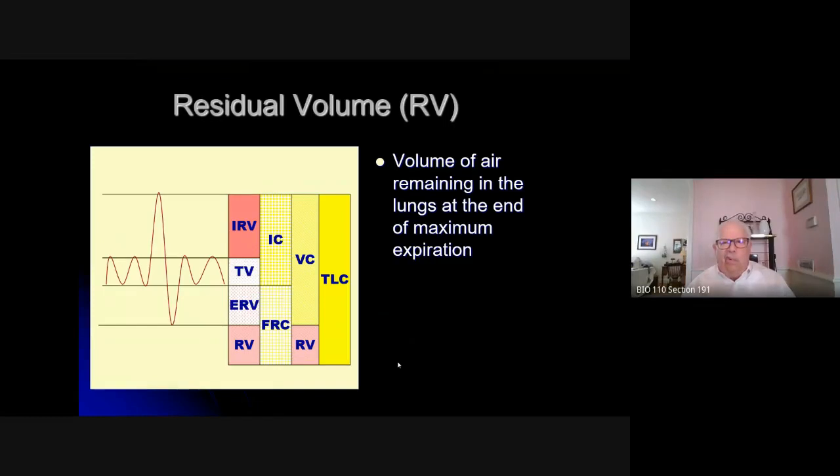The residual volume. The residual volume, or the RV, is the volume of air remaining in the lungs at the end of a maximum respiration. Take a deep breath and blow all your air out. What's left? What's left is the RV. There it is.